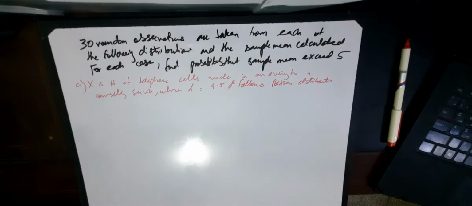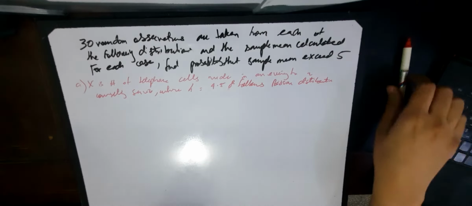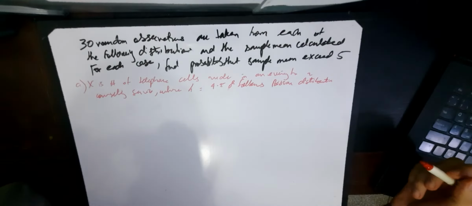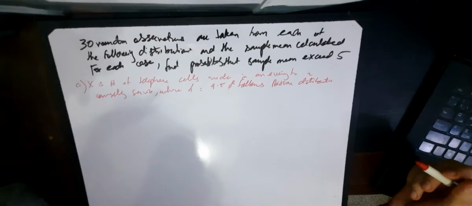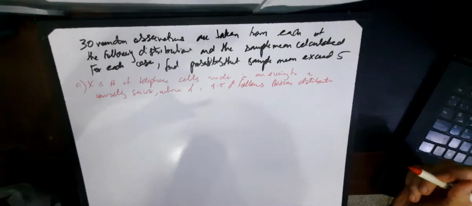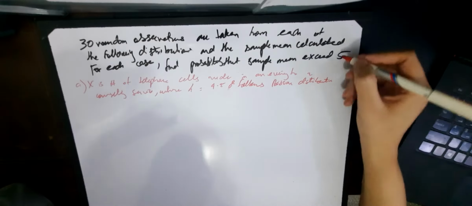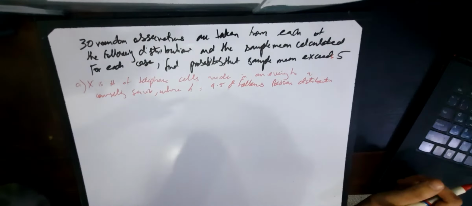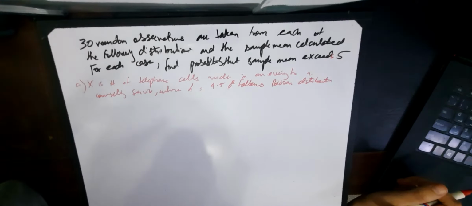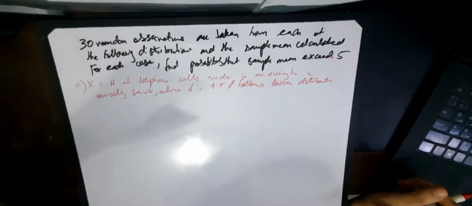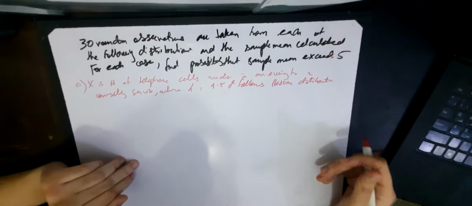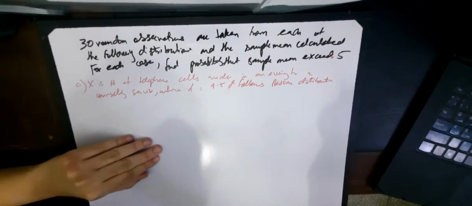So the question is that 30 random observations are taken from each of the following distributions and the sample mean calculated. For each of the following cases, find the probability that the sample mean exceeds 5. So your first case is X is the number of telephone calls made in an evening for a counseling service where lambda is equal to 4.5 and follows the Poisson distribution.